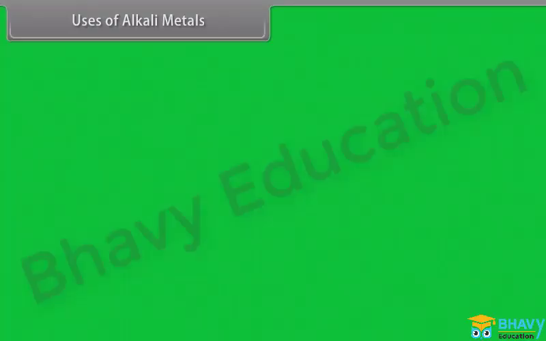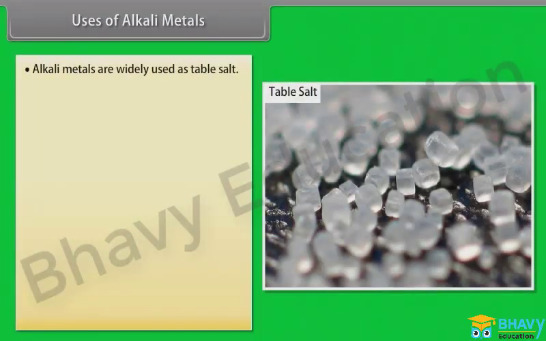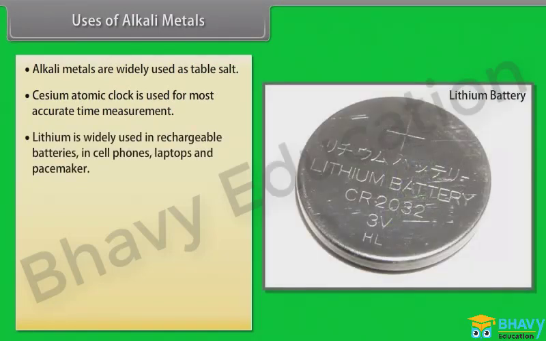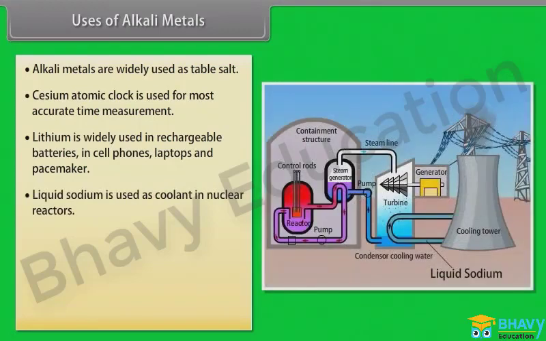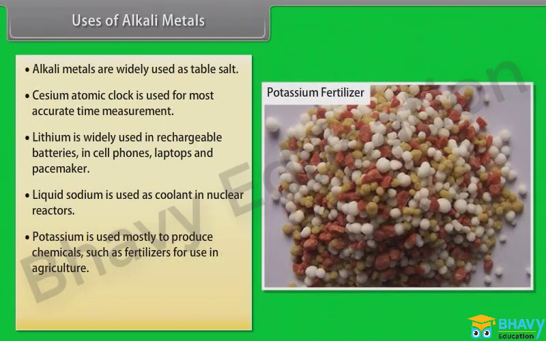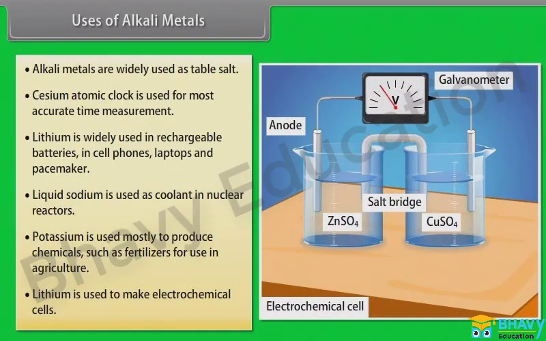Uses of alkali metals. Alkali metals are widely used as stable salts. Cesium atomic clock is used for most accurate time measurement. Lithium is widely used in rechargeable batteries, in cell phones, laptops and pacemakers. Liquid sodium is used as coolant in nuclear reactors. Potassium is used mostly to produce chemicals such as fertilizers for use in agriculture. Lithium is used to make electrochemical cells.